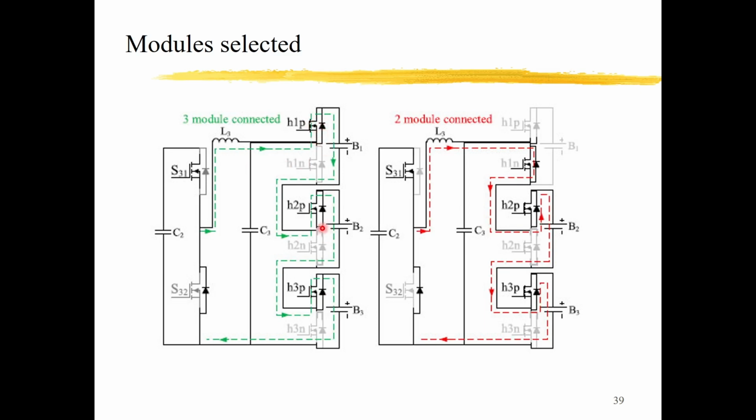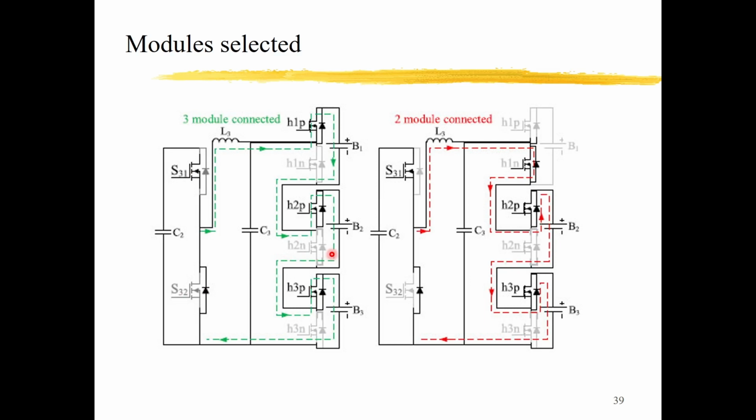By the operation of the switches, we can connect all the three batteries into the circuit here. Okay, we can also connect only two batteries to the terminals here. Okay, we can freely select any number of the batteries to connect to the converter terminals here. Okay, this is a multi-level converter topology.